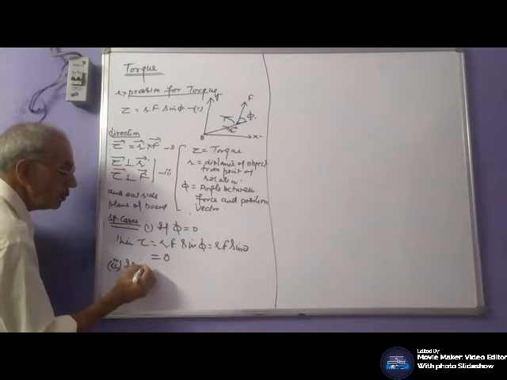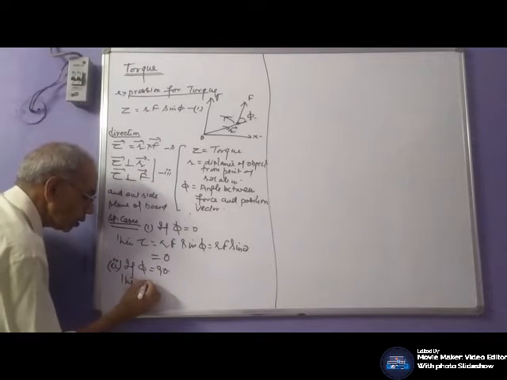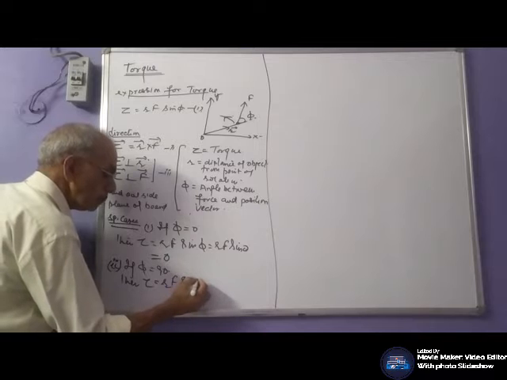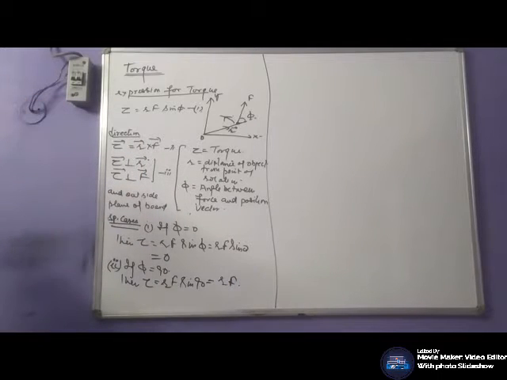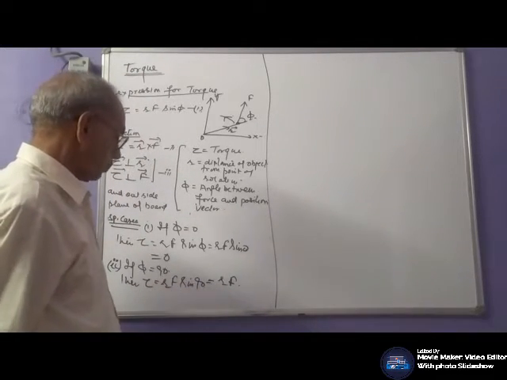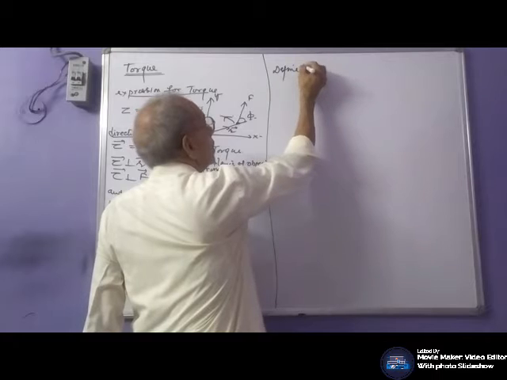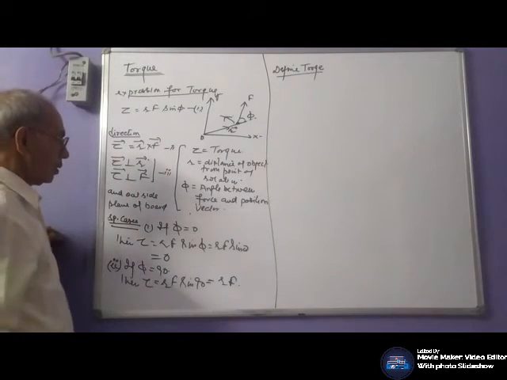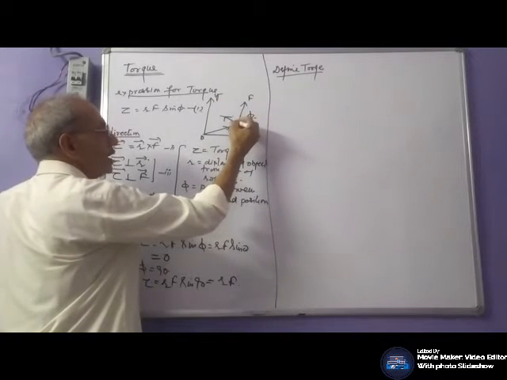If phi is 90, then torque is RF sin 90. Torque is RF. This is the definition of torque. If phi is 90 with the direction of force, then phi will be what? 90.